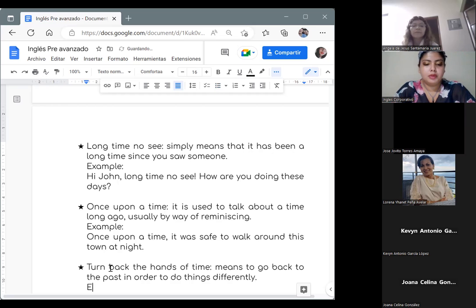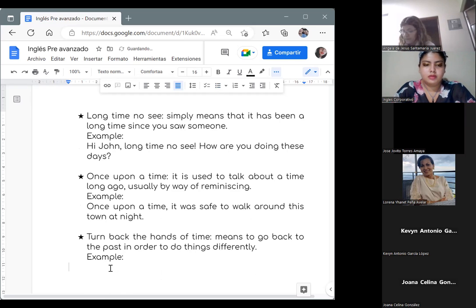We have the example. And this one said, I wish I could turn back the hands of time and study harder for the exams I failed.